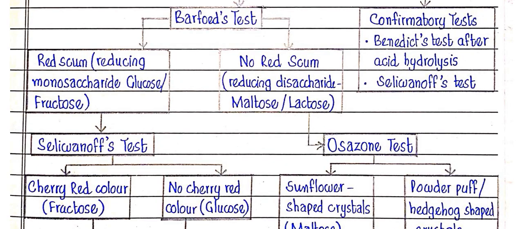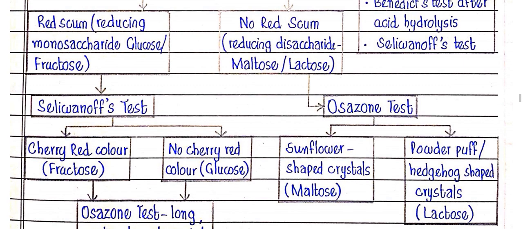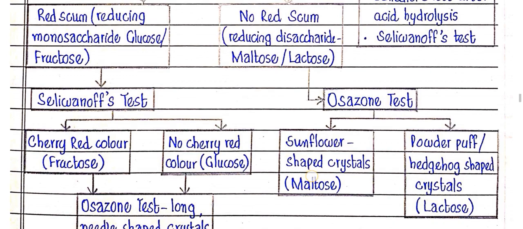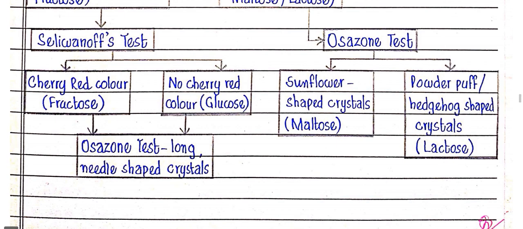Then we will be performing the monosaccharide test, that is Seliwanoff's test, which will indicate two types of results: either a cherry red color, which indicates fructose, or no cherry red color, which indicates glucose. Later we will be performing the osazone test: long needle shaped crystals for both of these.